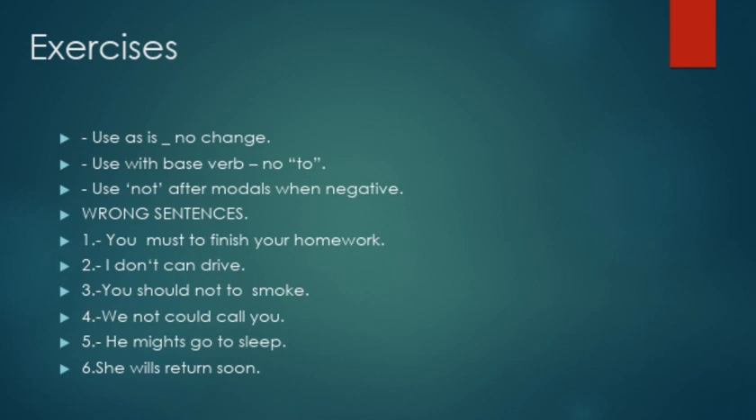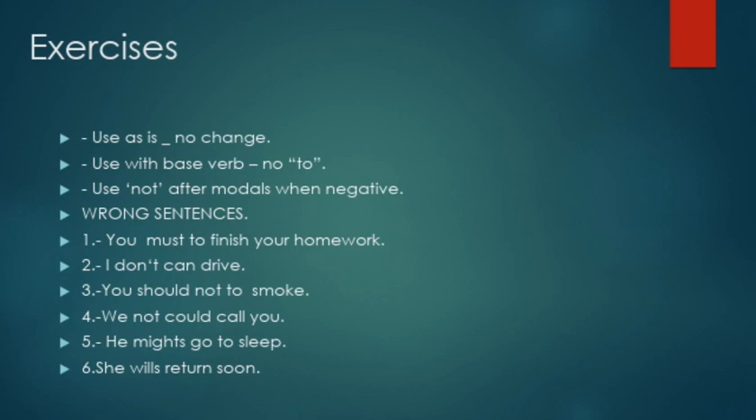Sentence number 4. We not could call you. What's wrong there? The incorrect word is not, because we say we could not call you. This is the correct sentence, and we use rule number 3. Sentence number 5. He mights go to sleep. What's wrong there? The incorrect is the letter S, and the correct sentence is he might go to sleep. And the rule that we use for this sentence is number 1.